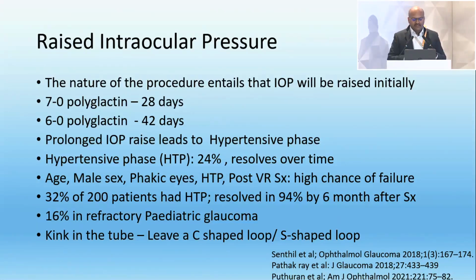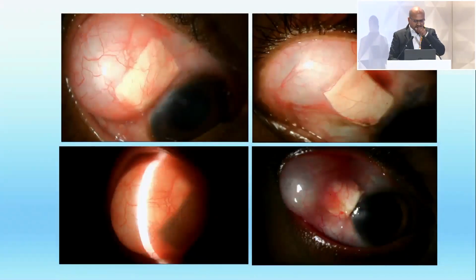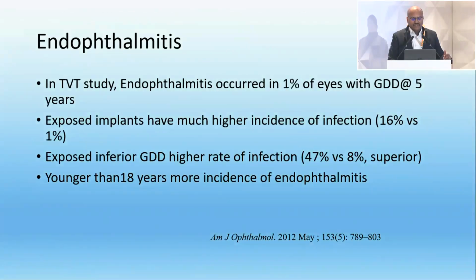You might have to go back in and readjust the tube. So just keep that in mind. And this is what Dr. Vanitha also showed. You have a nice diffuse bleb, but then this leads on to a hypertensive phase.